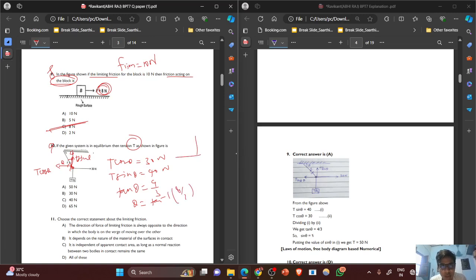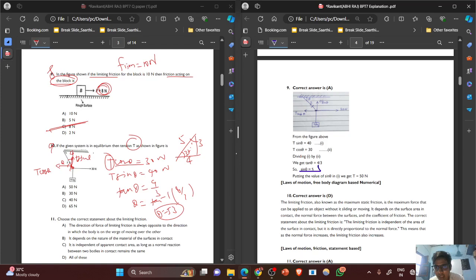Now you can go to the triangle, it's the 37 degree triangle, base is bigger, meaning 4, 3, and this is 5. So 4 by 3 is your tan 50 degree. So theta is equal to 50 degree. Now if your theta is equal to 50 degree, you can calculate the tension from it. As you can see, the same is done here. You can calculate sin theta is equal to 4 by 5, because tan theta is 4 by 3. Once you get sin theta, you can calculate the tension from this equation. That will come out to be 50 Newton. So the correct answer will be option number A.